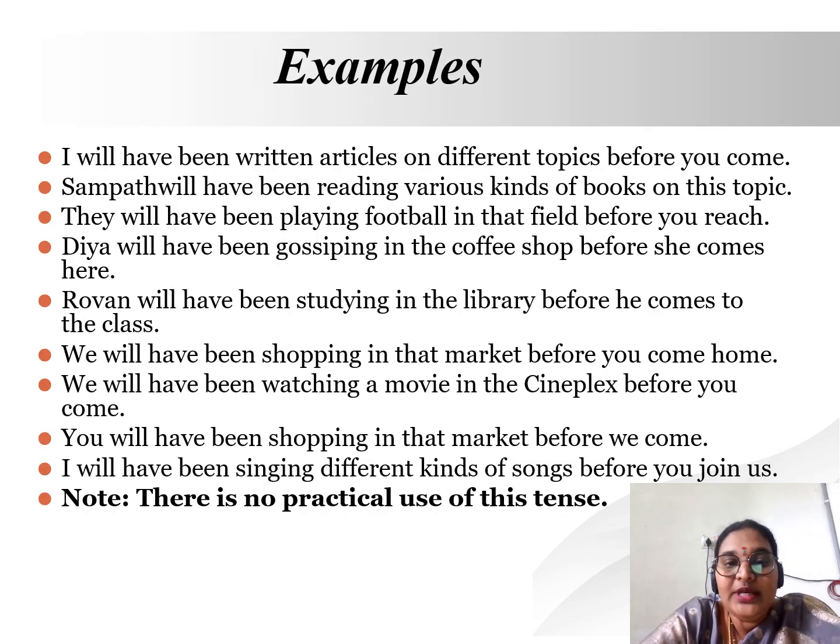I will have been writing articles on different topics before you come. Sampath will have been reading various kinds of books on this topic. They will have been playing football in the field before you reach. So these are the sentence structures used to express the future perfect continuous tense.